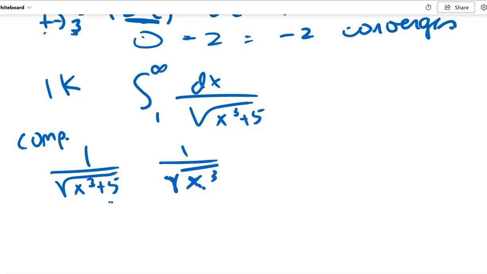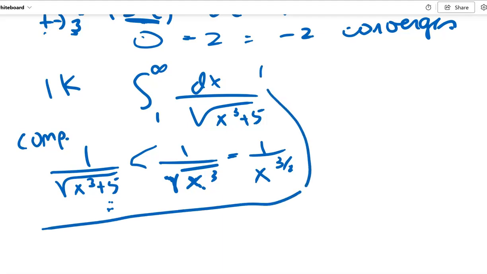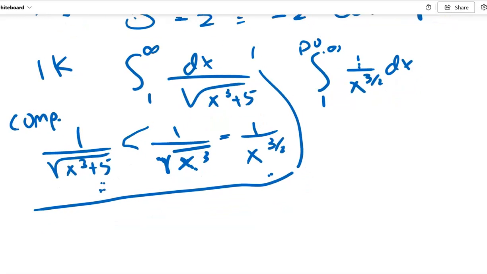So I can see that this has more in the denominator, so that's smaller. And then let's write this one as an exponent. So that's x to the 3/2. Okay, now it's my job to go do this integral. So I want to do the integral from 1 to infinity of 1 over x to the 3/2 dx. It's the bigger one, so I'm hoping that it will converge because that will mean the smaller converges.